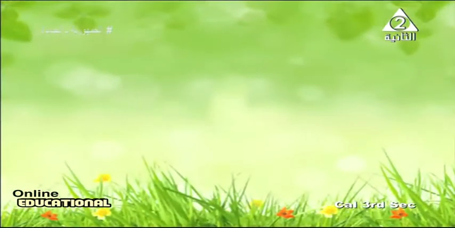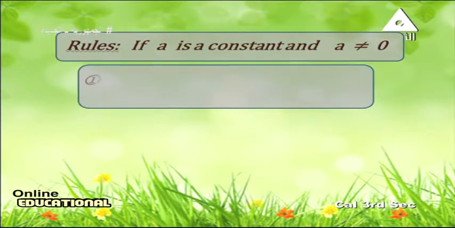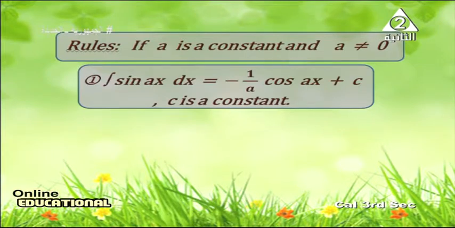Now we have the following rules. If a is a constant and a doesn't equal 0, then number 1: the integration of sine ax dx equals, we know that the integration of sine equals negative cosine, so the integration of sine ax equals negative 1 over a cosine ax plus c, where c is a constant.